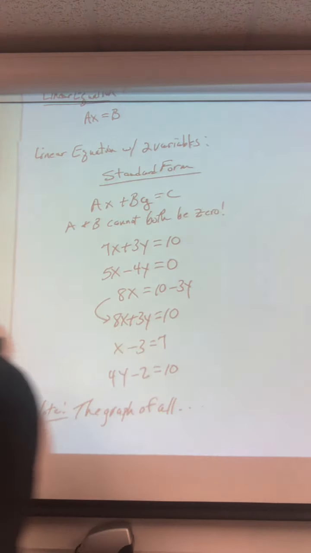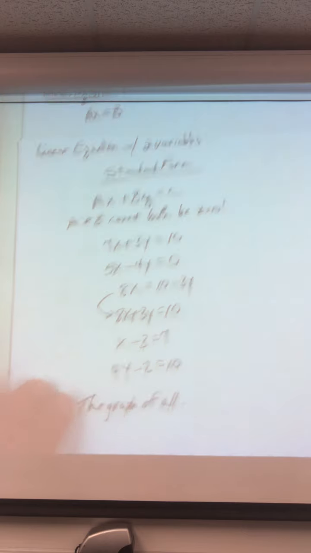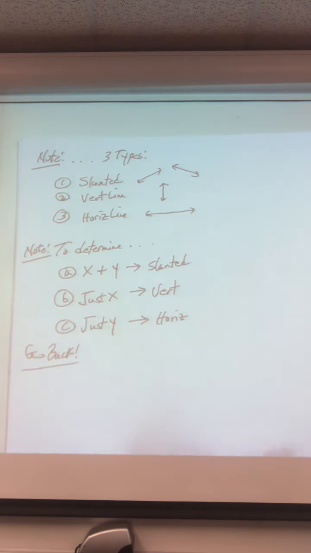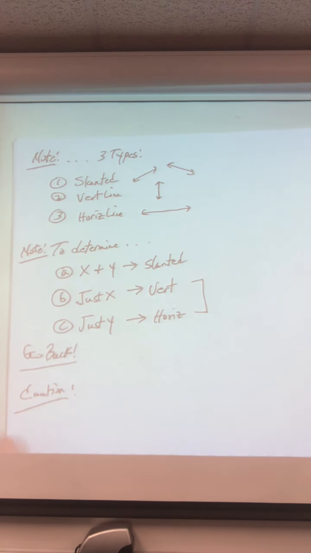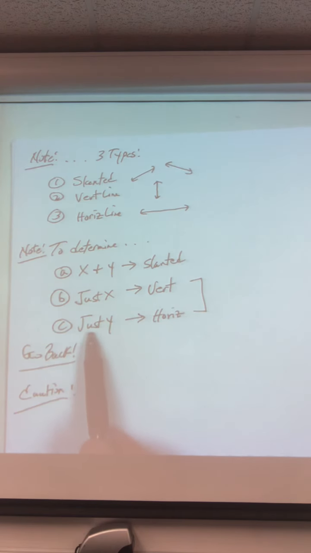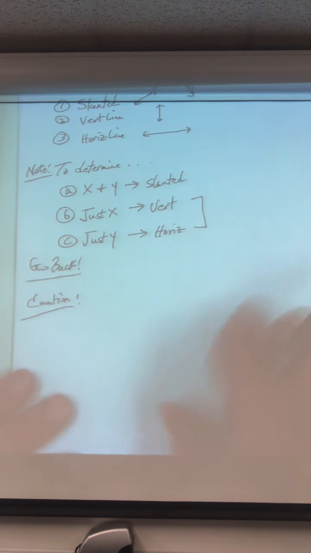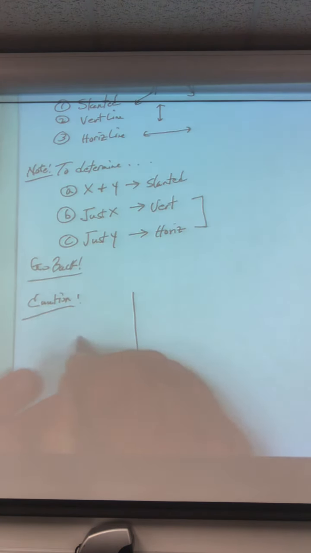Now, let me give you a caution about something. Every semester, I have students that get this one right here and this one right here, these two, backwards. Let me explain why. If it has just an X in it, what kind of line is it? It's vertical. That means up and down. If it has just a Y in it, it's a horizontal line. That means it's straight across. Now here's why I'm giving you this caution. Why do students get this backwards? Here is why.